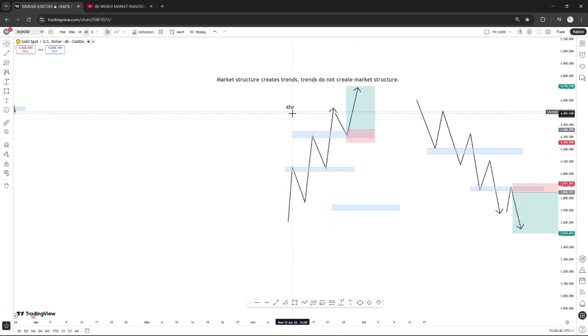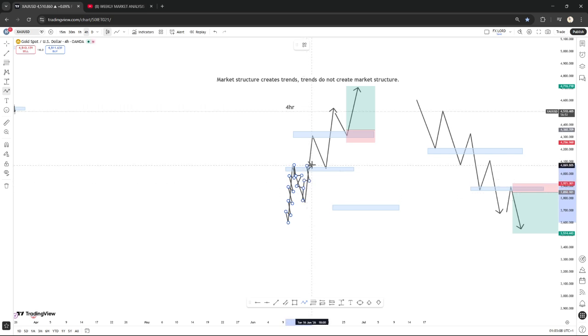Now, if you're looking at this from a 4 hour time frame, this is what you're going to be looking at. So by the time you scale down to the 1 hour, it's not going to be like this anymore. You're going to see higher high, higher low, higher high, higher low, higher high, higher low, higher high. This is what you're going to see.